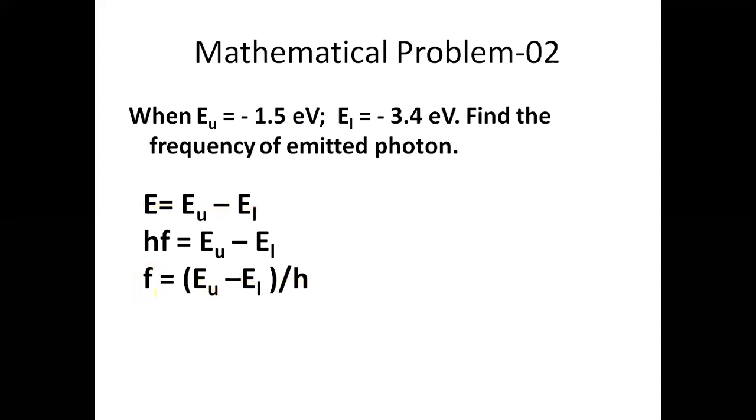And the next problem is: when EU is minus 1.5 and EL is minus 3.4 electron volt, find the frequency of the emitted photon. Here the values are given, and we have to calculate frequency. This is the equation for frequency f, and by putting in all these values, we can calculate the frequency.